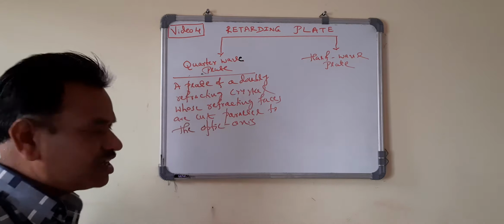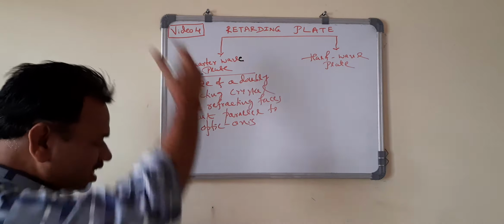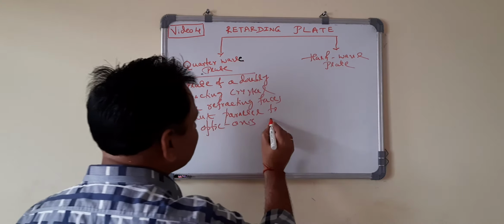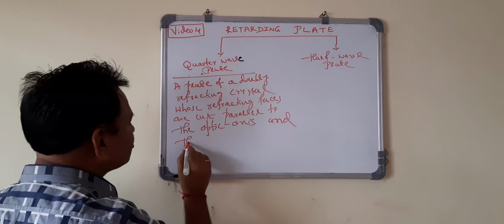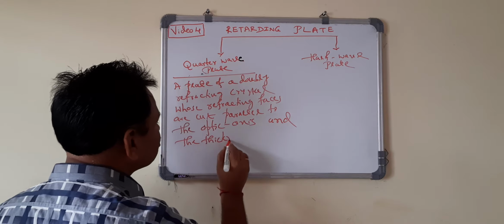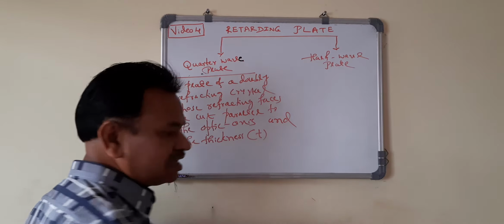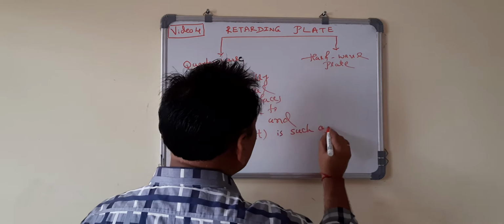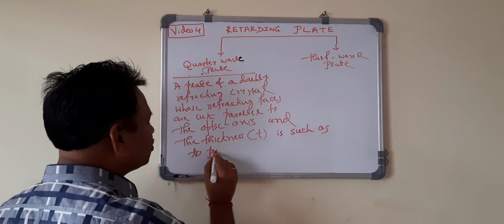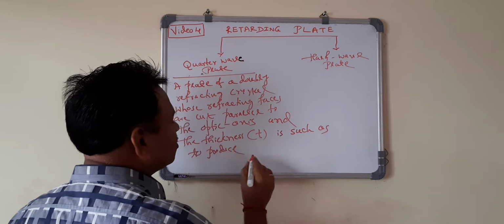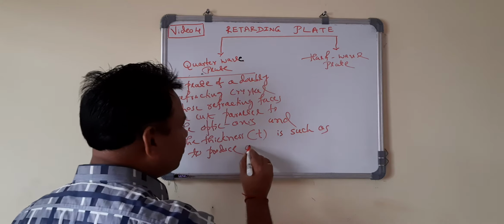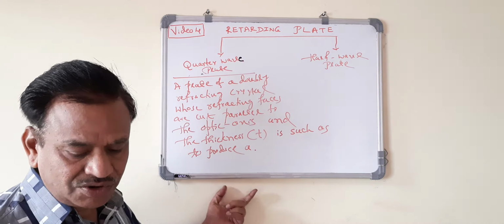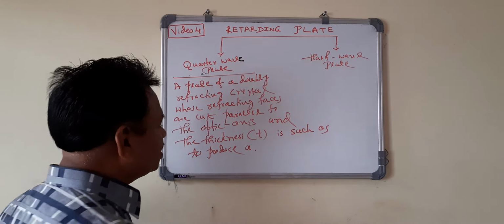Parallel to the optic axis. This surface and this surface are cut parallel to the optic axis, and the thickness of the crystal, T, is such as to produce a path difference. A path difference equal to how much? Lambda by 4.